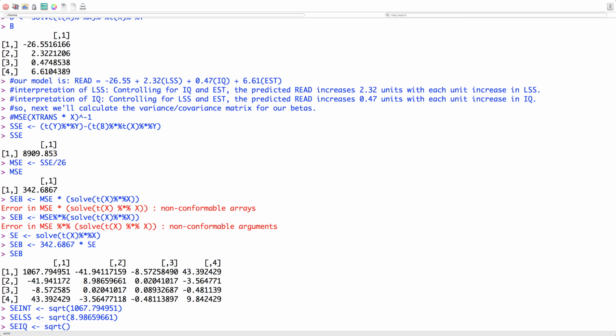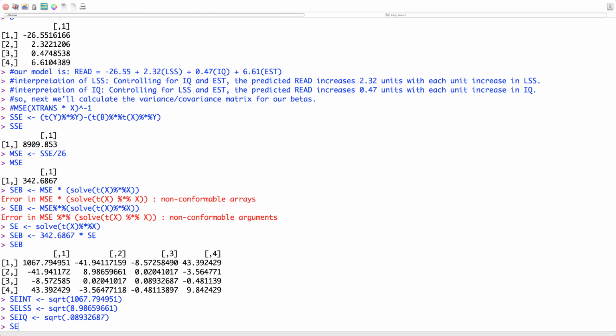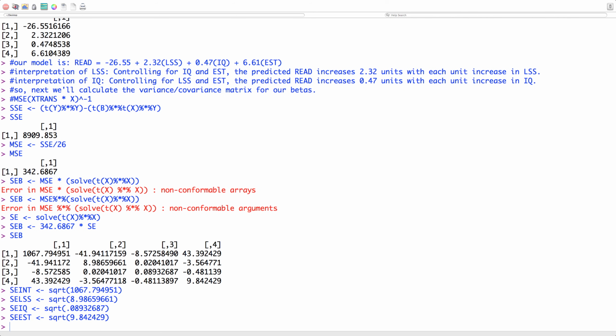To find the standard error for IQ, we have to take the square root of 0.08932 687, and to get the standard error for EST, we have to take the square root of the last diagonal, which is 9.842429.